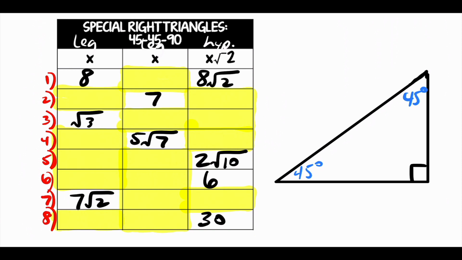So for the 45, 45, 90, there are some boxes I can fill in pretty quickly, right? What's true about a 45, 45, 90 in the legs? The legs are always the same. So if they've given me one leg, I can find the other leg. Like number 1 on 45, 45, 90, that has to be 8. This has to be 7. This has to be square root 3. 5 square root 7. 7 square root 2. All of those have to be true because the legs are the same.